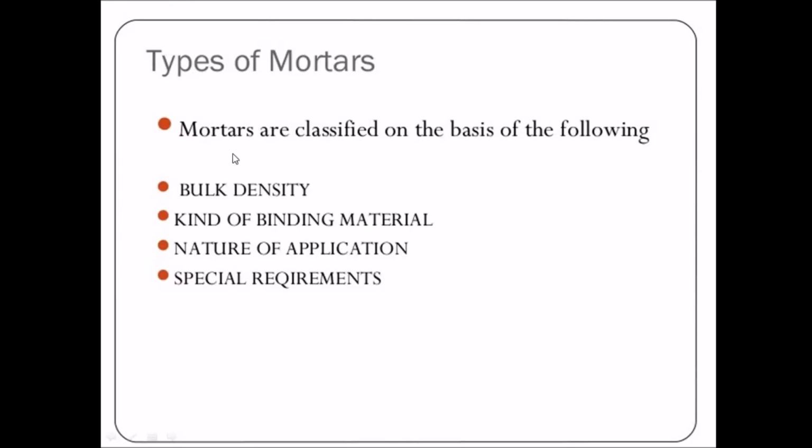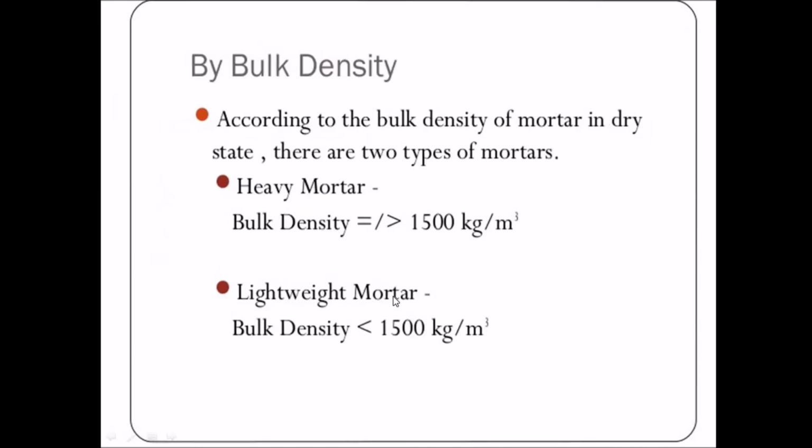Different types of mortars. Mortars are classified on the basis of the following: bulk density, kind of binding material, nature of application and spatial requirements. Depending upon the bulk density, there are two types of mortars: heavy mortar and lightweight mortar. Heavy mortar has bulk density greater than or equal to 1500 kg per meter cube, and lightweight mortar has bulk density less than 1500 kg per meter cube.